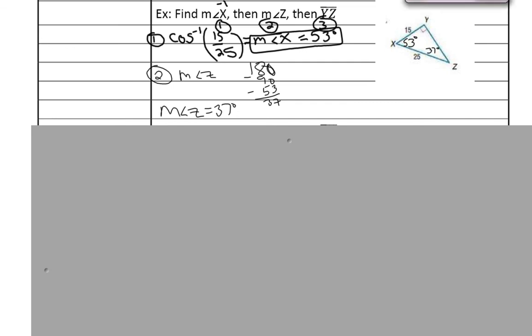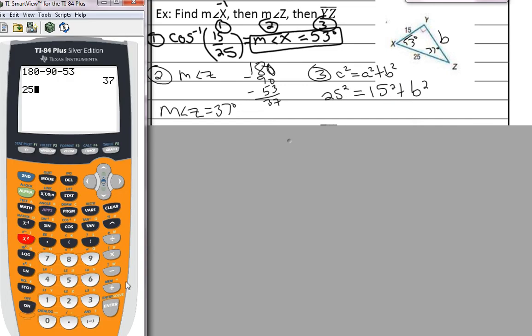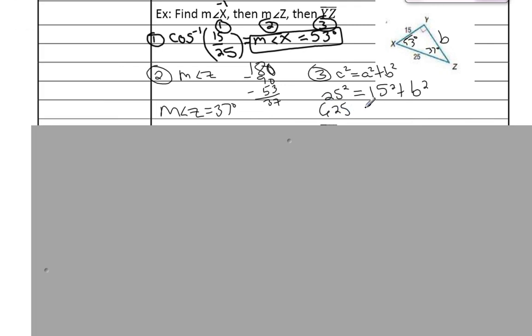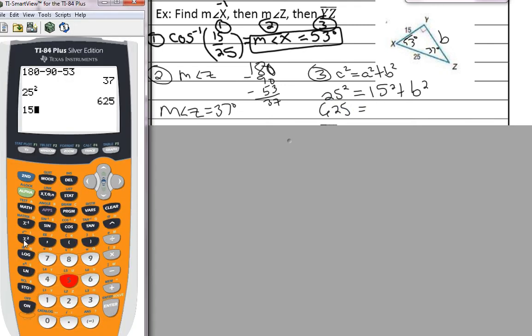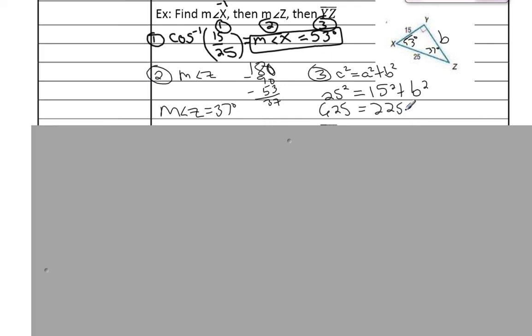And then for the last step, I'm looking for side YZ, given two out of three sides of a right triangle. So that means I get to use the Pythagorean theorem. So for step 3, I would do c squared equals a squared plus b squared, and I will call b the missing side. So c squared would be 25 squared, because that's the hypotenuse, equals a squared, 15 squared, plus b squared. 25 squared is 625. 15 squared is 225. And we're looking for our b.